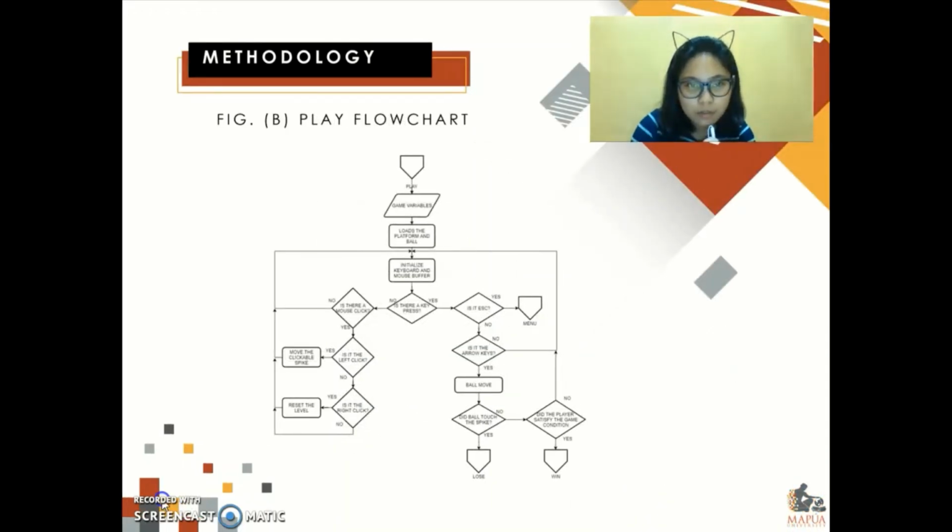The play flow chart from the top, the play. Next is the game variables, then loads the platform and ball. Next is to initialize the keyboard and mouse buffer, and the decision block asking, is there a key press? If yes, is it escape? If yes, you will be prompted to the menu.